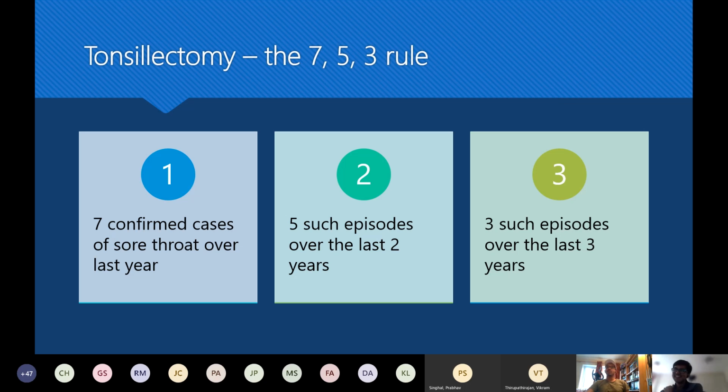Okay. So, tonsillectomy. Probably the first major operation that many children undergo. Complications from it.